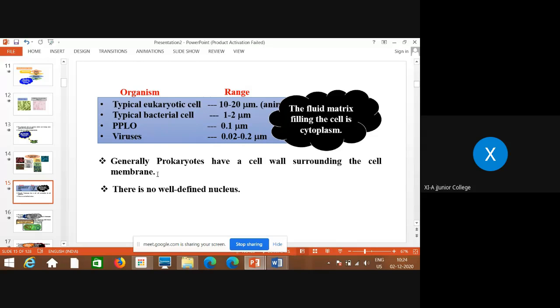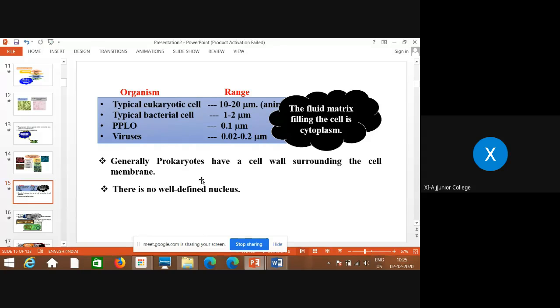Generally prokaryotes have a cell wall surrounding the cell membrane, and there is no well-defined nucleus. That is a specific feature of prokaryotic cells. And as I told you just now, the fluid matrix filling the cell is called cytoplasm. So remember, in case of prokaryotes, the cell wall is present and surrounds the cell membrane, but the nucleus is not well defined. It is not a spatially defined separate nucleus, but a nucleus is present, which we generally call the nucleoid.